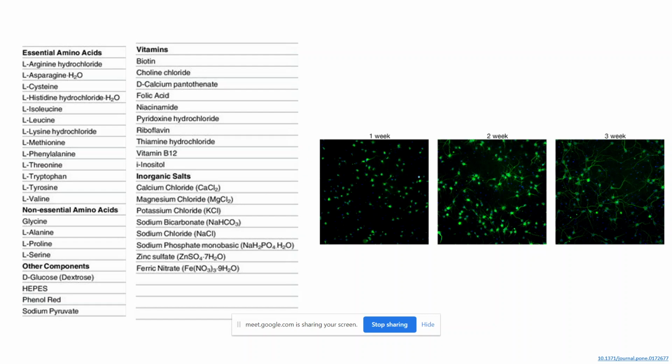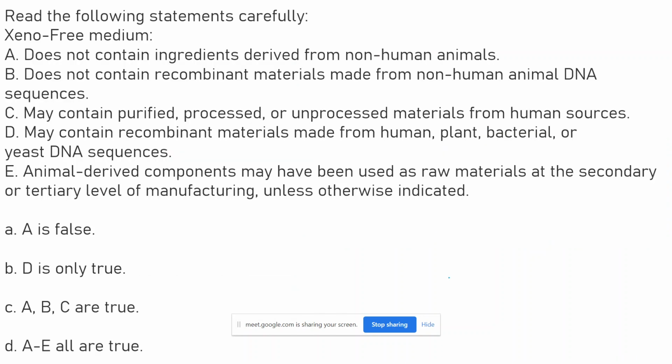And so this is an image which shows neuronal cells which have been grown using a neurobasal medium. So in the very first week, you can see there are not as many cells as there are in 3 weeks, which have formed those extensions. So moving to the next question.